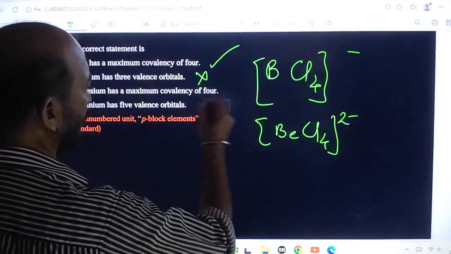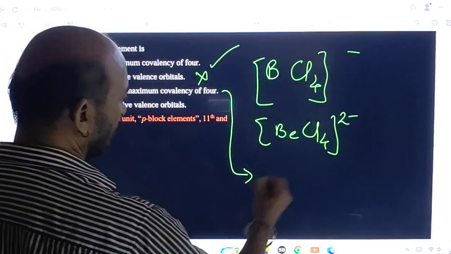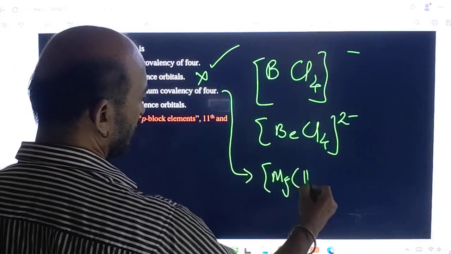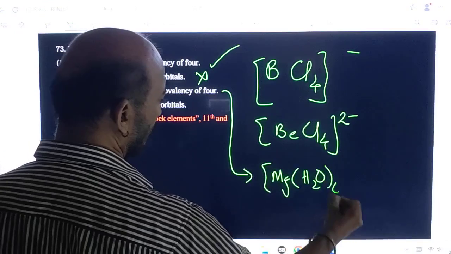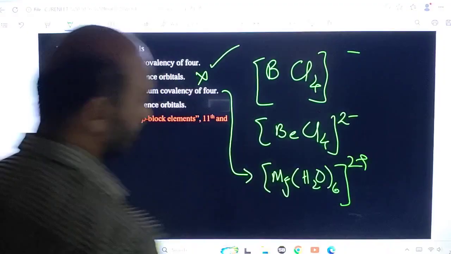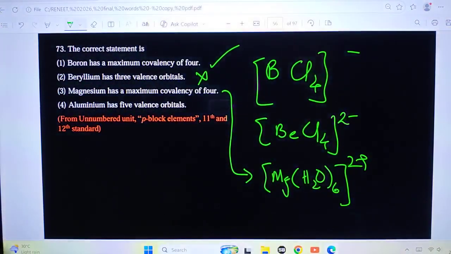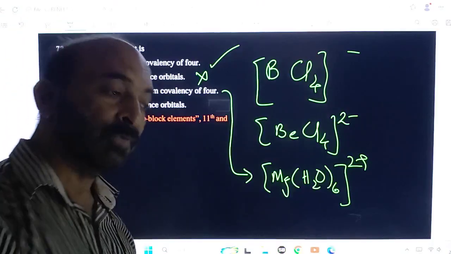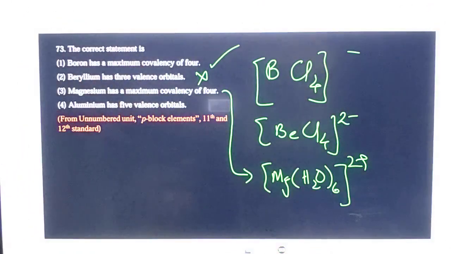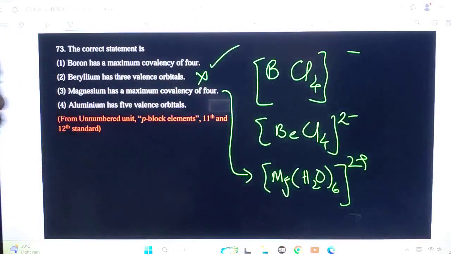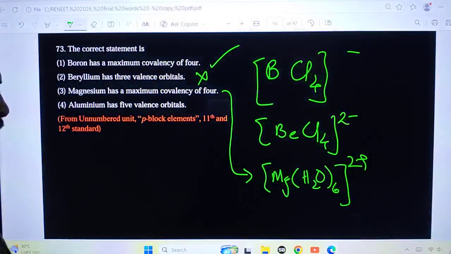Magnesium has a maximum covalency of 4 is wrong, because magnesium can form hexavalent ions like this, hexahydrate ions like this, Mg, because it belongs to the third period. It can make use of 3s, 3p and 3d orbitals. So it can show up to a coordination number of 6. So a maximum valency of 4 is wrong.